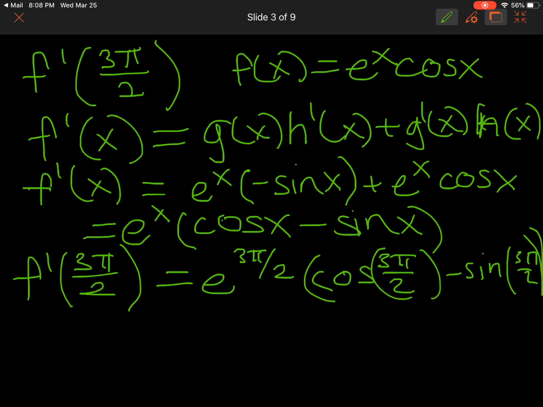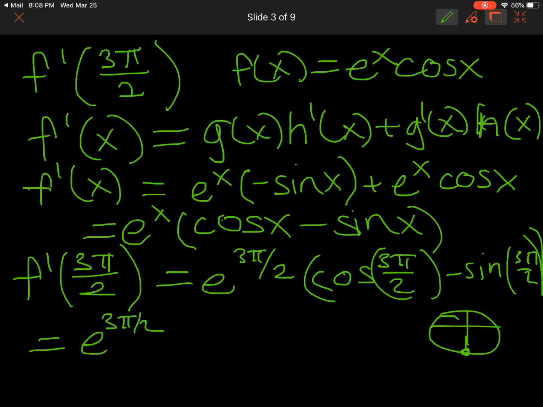Well, cosine of 3 pi over 2 is going to be 0, since if you look at the unit circle, 3 pi over 2 lies right there, and that has an x-coordinate of 0. That also tells us that our sine value is negative 1.